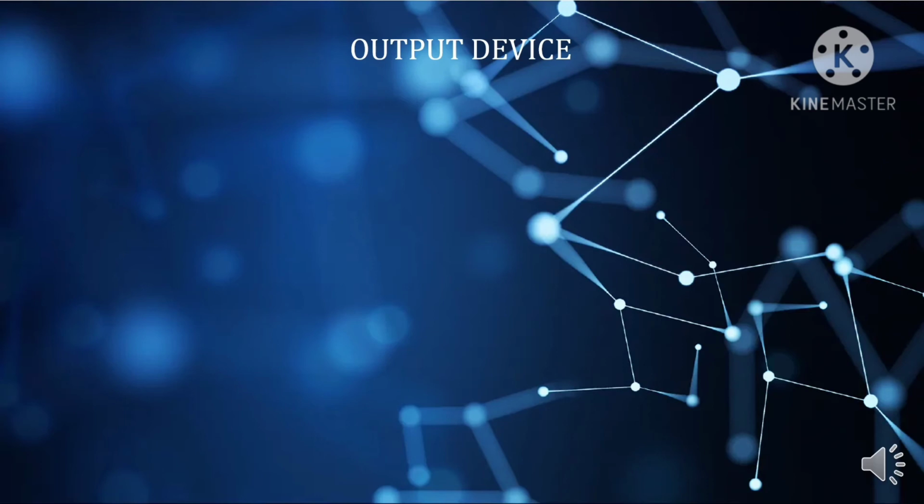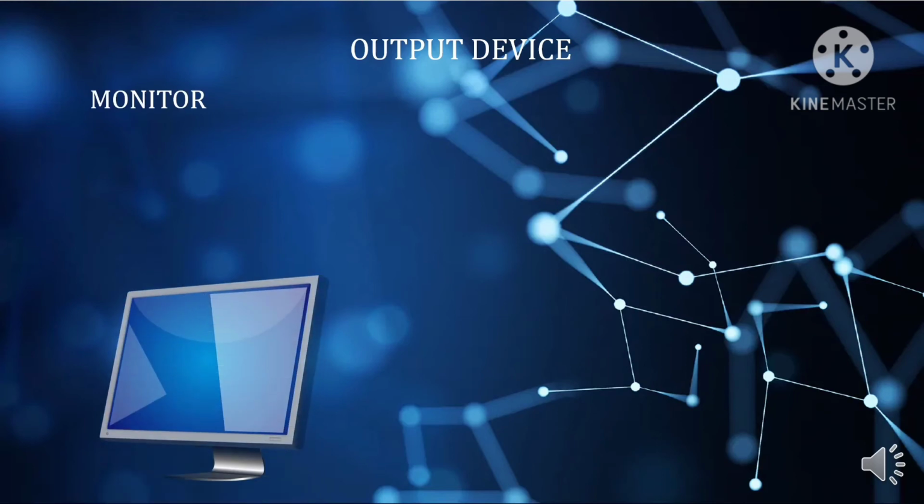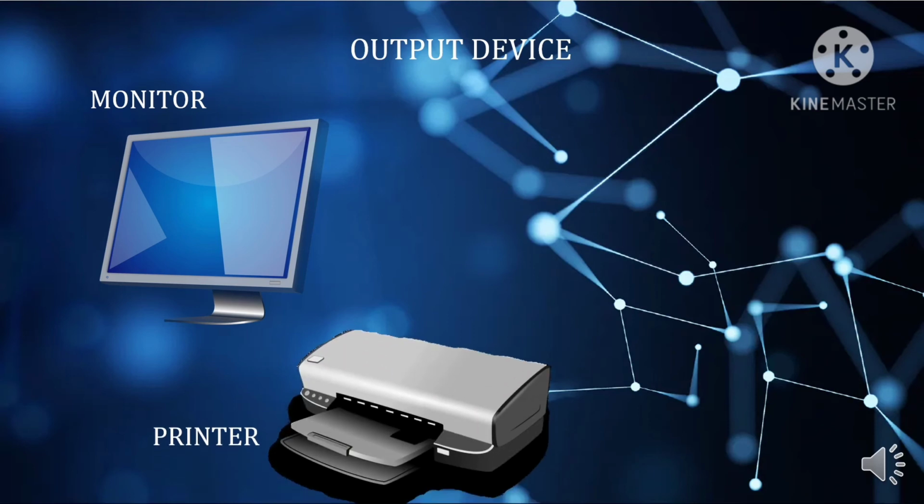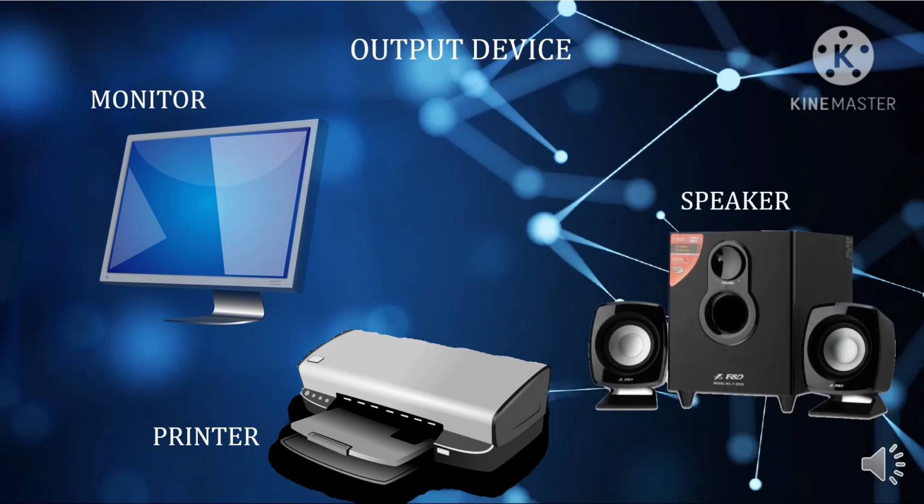The last component, the output device, includes number 1. Monitor. The monitor is a computer component that functions to display data or information that has been processed by the computer visually. Number 2. Printer. Printer is a computer component that functions to print hard copy results from data processed by a computer on paper media, both writing and image. The last, speaker. Speakers are computer components that function to display the result of data processed by a computer in the form of sound or voice.